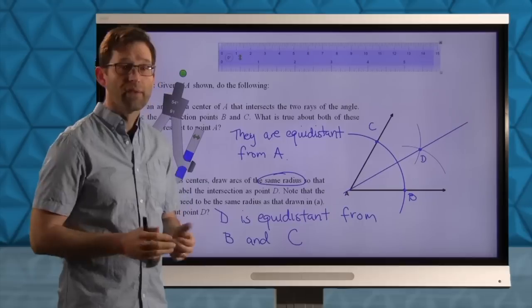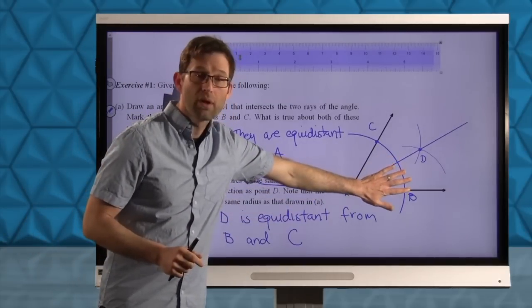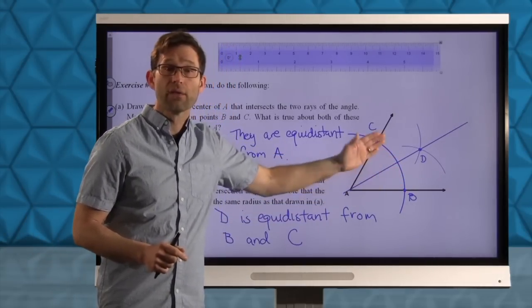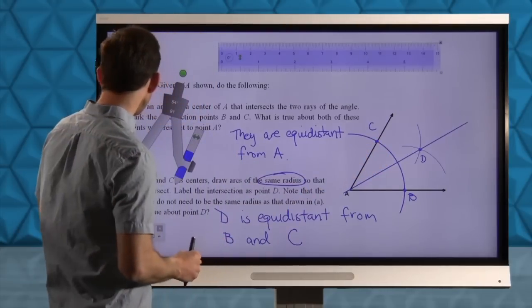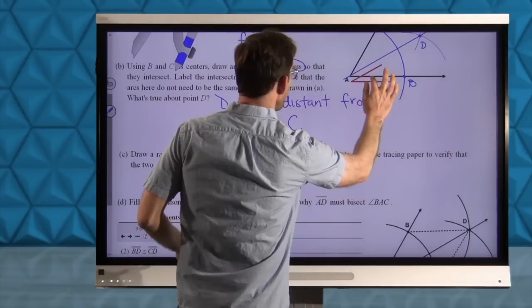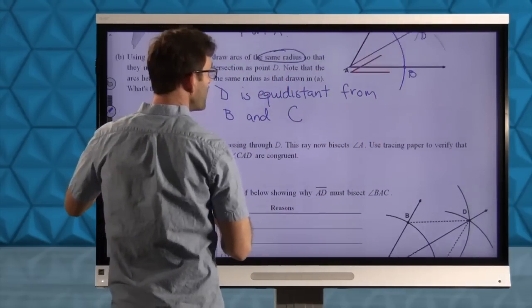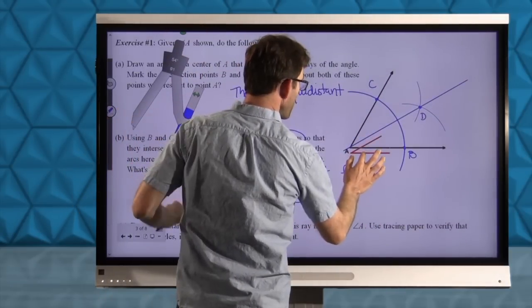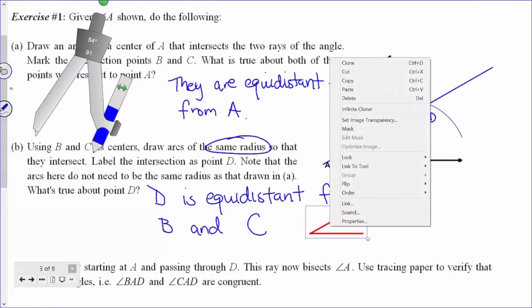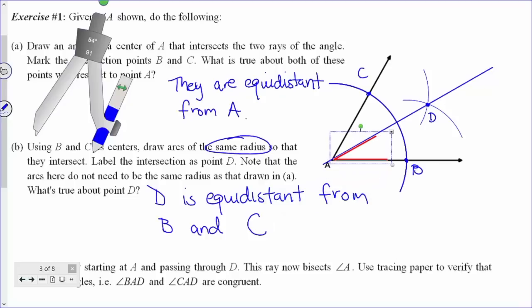Now, you can verify this by taking a piece of tracing paper, putting it over one of the two smaller angles, and just verifying either with a reflection or something like that, that they are in fact congruent. What I did was I kind of knew how big the angle would be. So let me just do something really quick. I'm going to bring this hopefully out to the front. Order, bring to front. Right? So right there, that's half the angle.